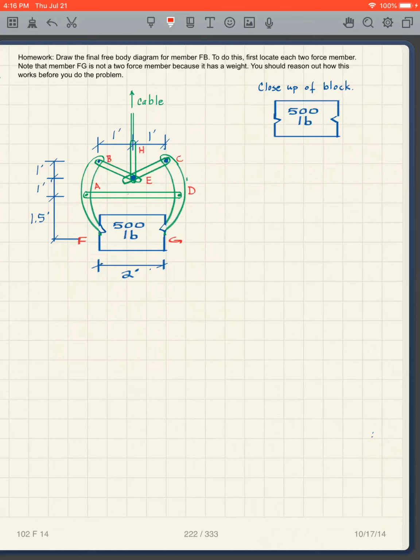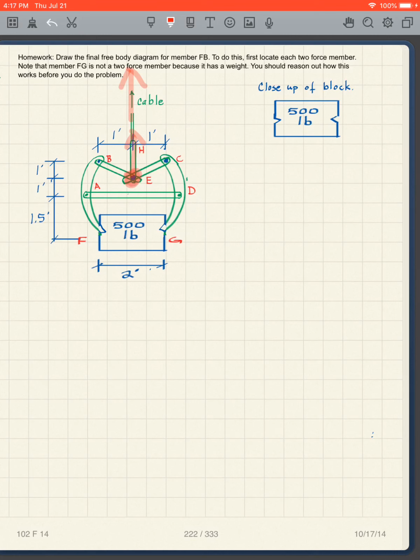Okay, here's another tool that is used to lift, for instance, a block of ice. And we can reason out how this works. We are going to lift this by the cable, and what's going to happen at this point?